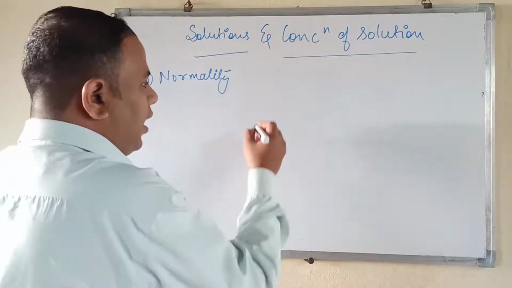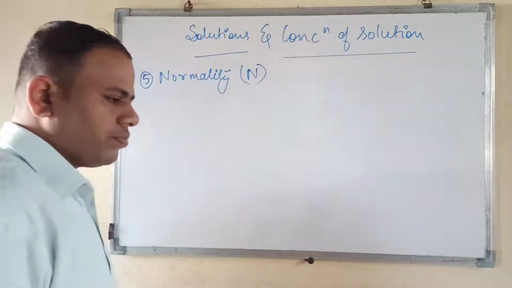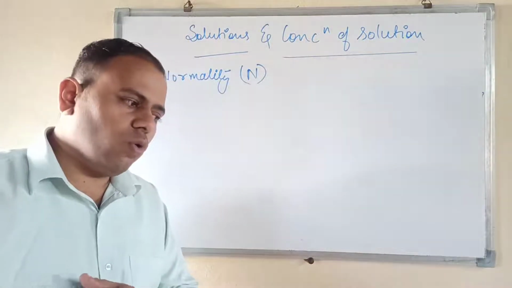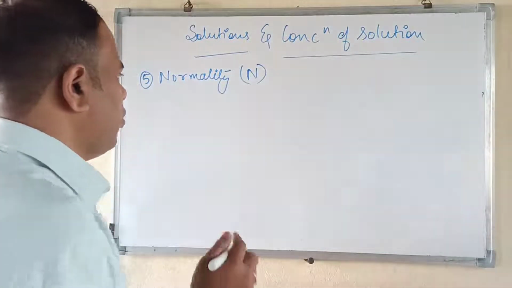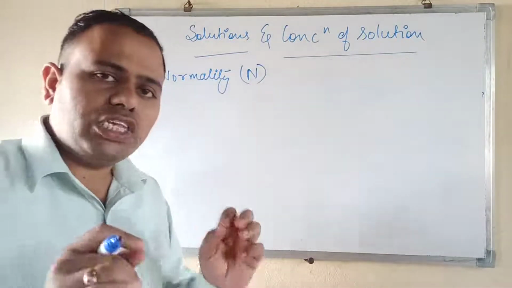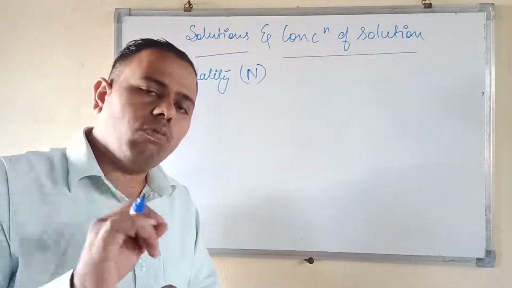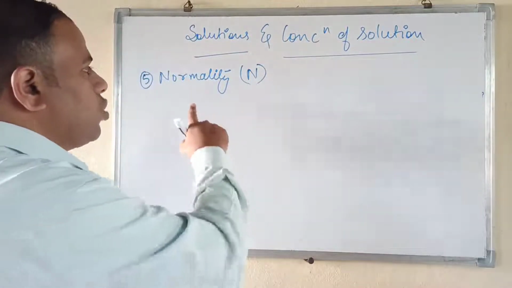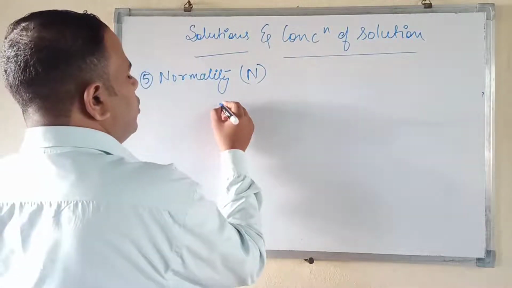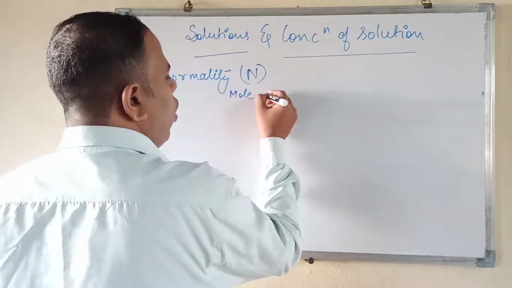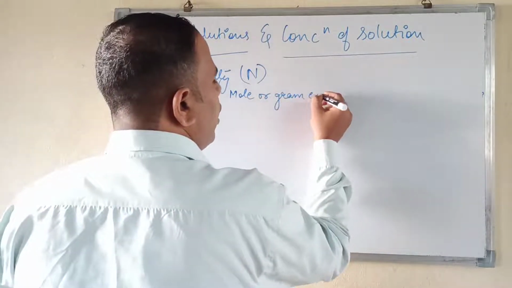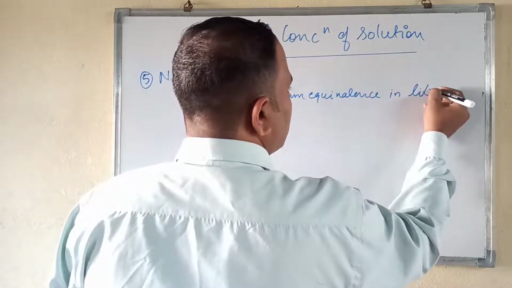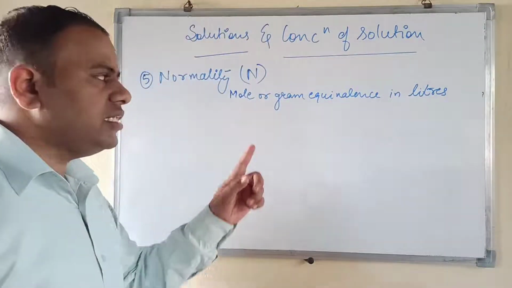Okay, normality, and this is denoted by capital N. So the number of moles or gram equivalents, how are we going to take this? When we dissolve gram equivalents of solute or mole equivalents of solute into 1 liter, that is, into liters, then it is called normality. So it is mole or gram equivalents in liters. When it is taken in liters, it is normality.